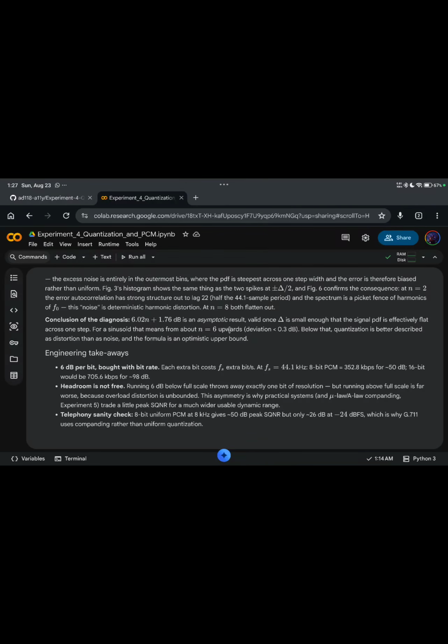So, to conclude, the experiment demonstrated the complete process of uniform quantization and PCM encoding. The signal is sampled, normalized, quantized, converted into binary words, transmitted as a bitstream and decoded. The main result is that every extra bit approximately doubles the number of quantization levels, reduces the quantization step and improves the SQNR by about 6 decibels. This experiment also shows the effects of signal loading, overload distortion, quantizer type, and signal-dependent quantization error.